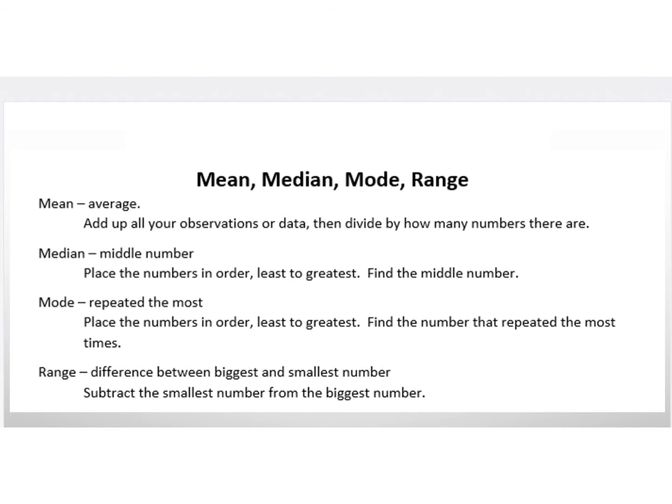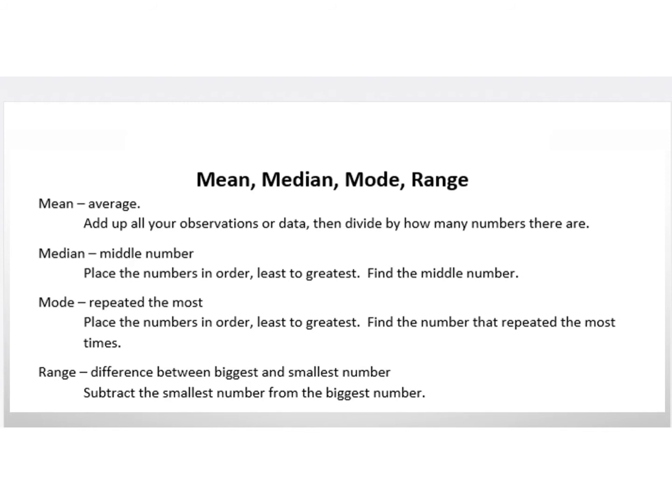The mean is just your average of your numbers, and how you find it is you add up all of your observations or your data and then divide by how many numbers there are. Your median is your middle number, so to find this, you place all of the numbers in order from least to greatest, and you find which number is actually in the middle.